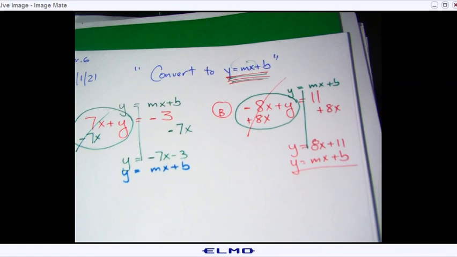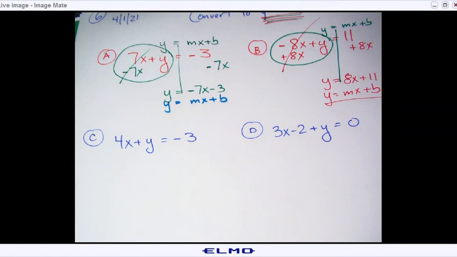All right, I'm going to pause it. Go do the next one, C and D. Here we go. Let's do this. So again, check it out and see if you got it right.